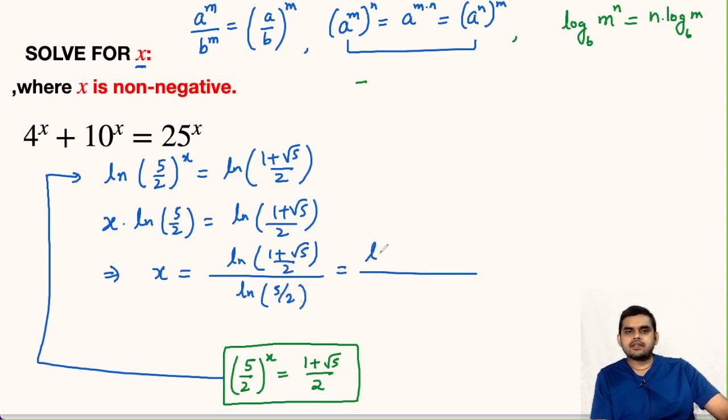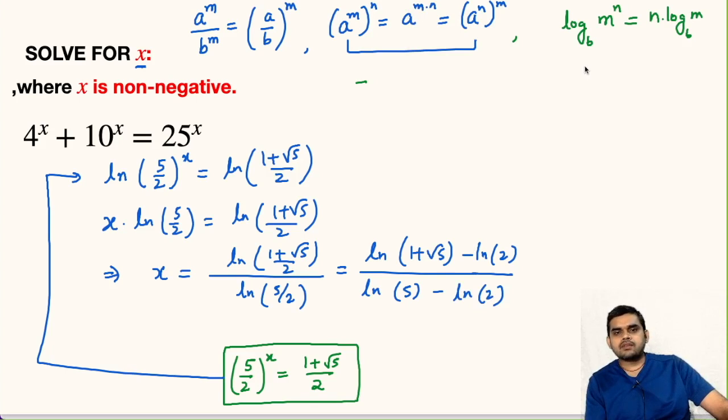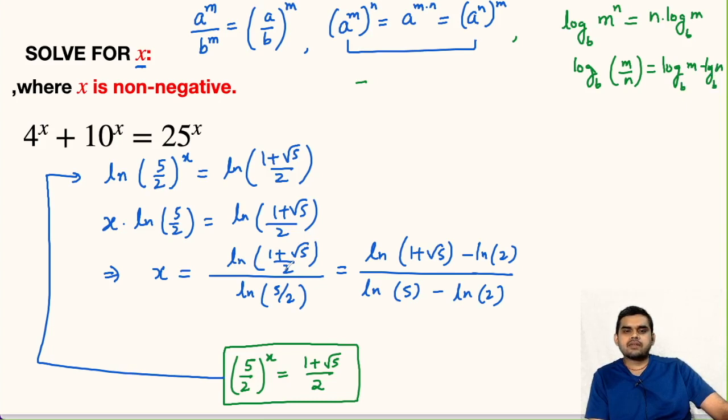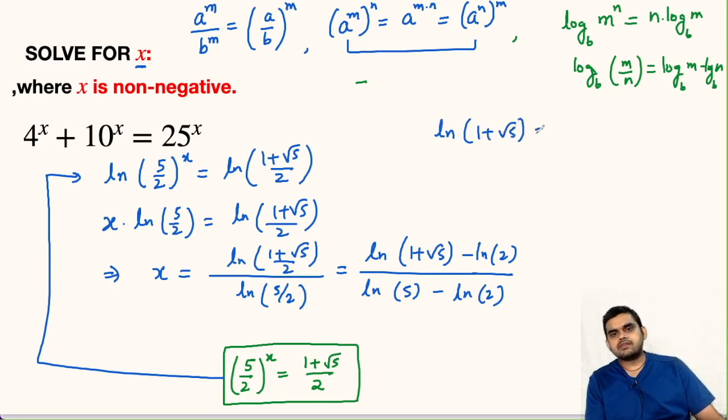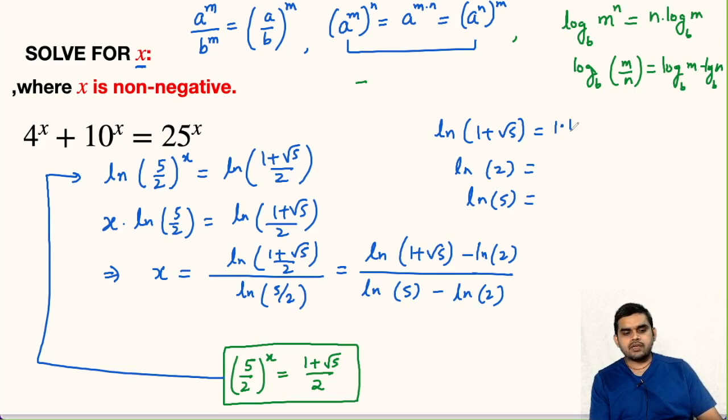Now we can express this as ln 1 plus root 5 minus ln 2 divided by ln 5 minus ln 2. Why? Because we have another property of logarithm, that log of m upon n is equal to log m minus log n. We will have the same base. So here log 1 plus root 5 divided by 2 will be log 1 plus root 5 minus log 2, and same with the denominator also. So using a calculator we can find the value of ln 1 plus root 5, ln 2 and ln 5. ln 1 plus root 5 will be 1.174, ln 2 will be 0.693 and ln 5 will be 1.61.